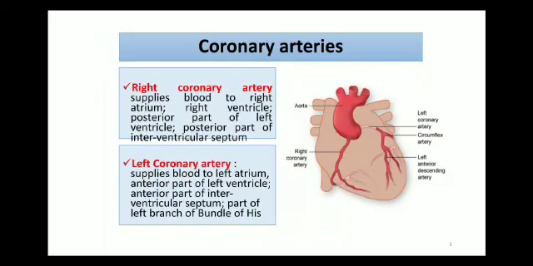The left coronary artery supplies blood to the left atrium, then the left ventricle, but the posterior part has already been supplied by RCA. So the anterior part of the left ventricle. Then which part of the interventricular septum? Posterior is already covered in RCA territory. So here it is the anterior part of the interventricular septum and part of the left branch of the bundle of His.